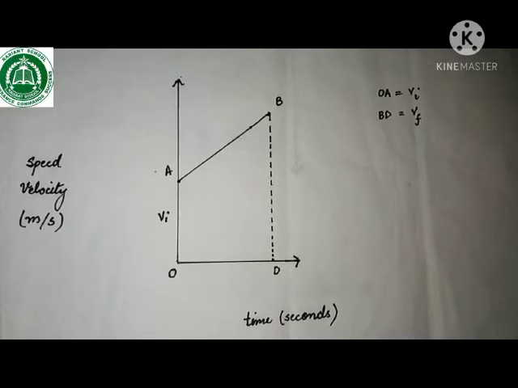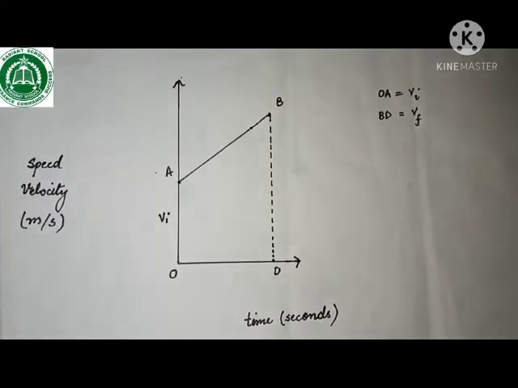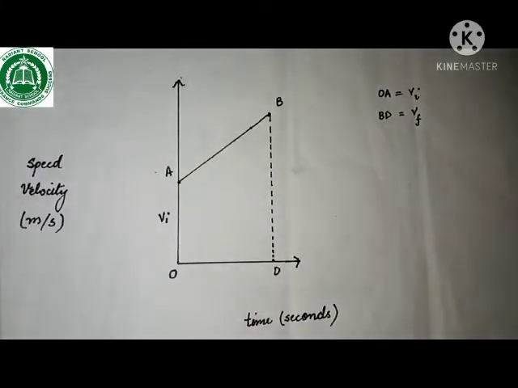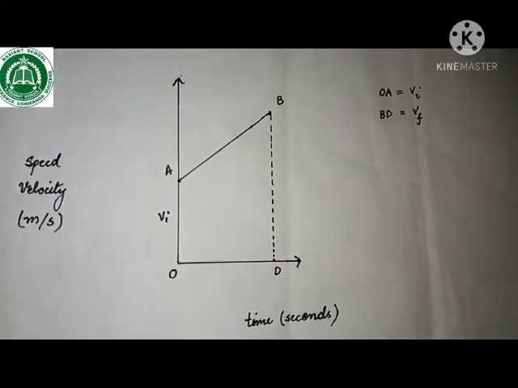Now I have written those at the side. OA is equal to VI and BD is equal to VF. Why am I making these things clear to you? Because these will be used later in the derivation. And now the next step is we have to shade this whole diagram OABD with the help of a pencil. You have to do the shading with a light hand. It should not be so dark that it overcomes the actual diagram.